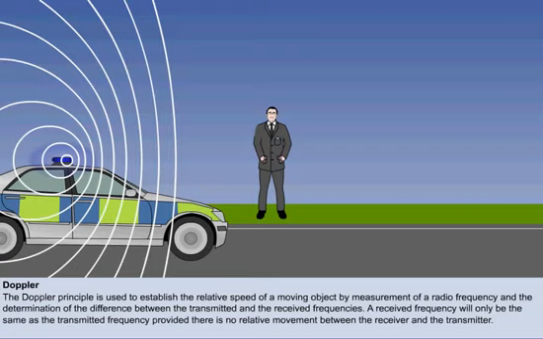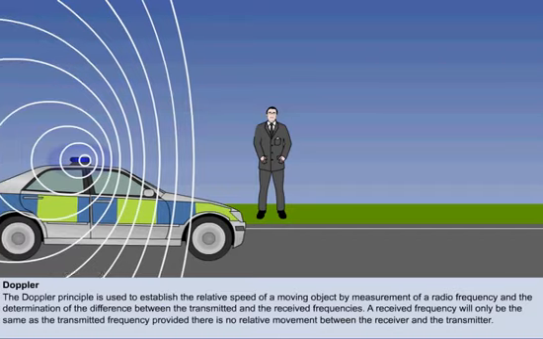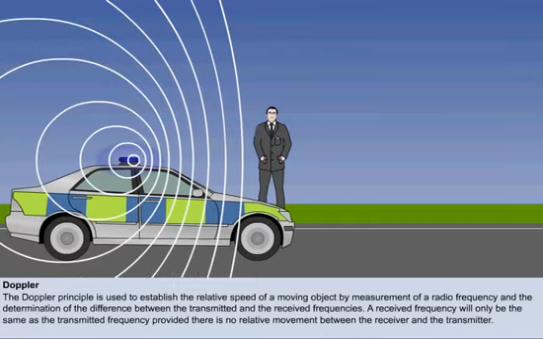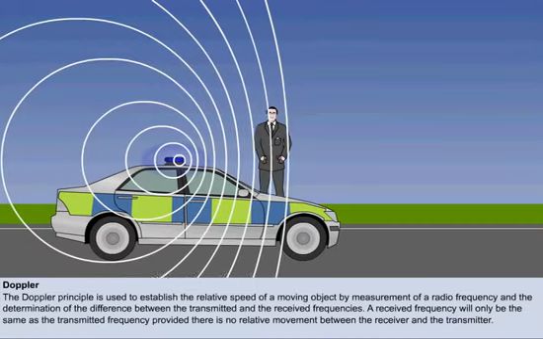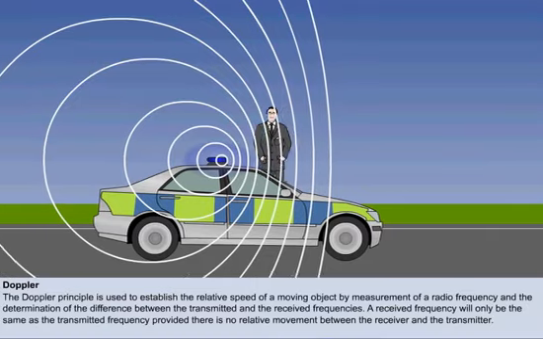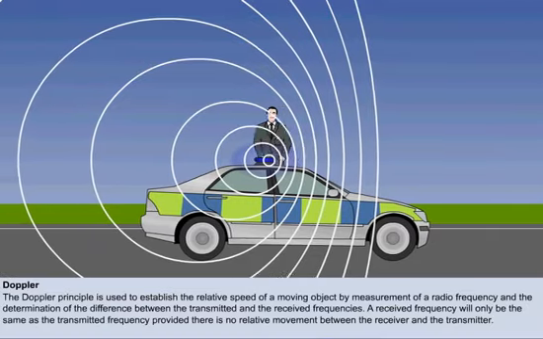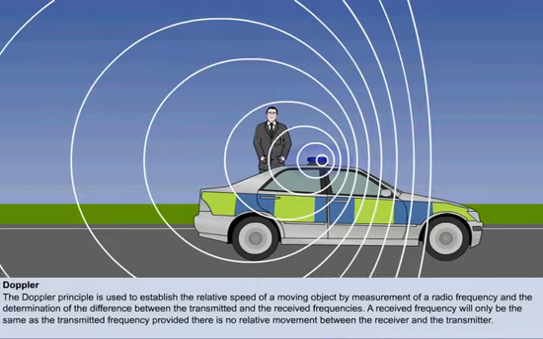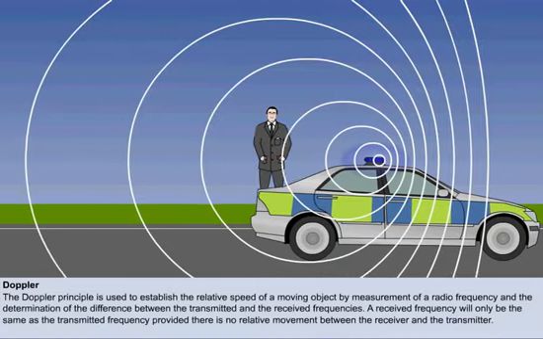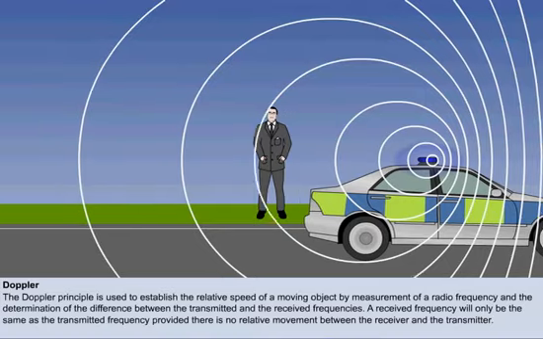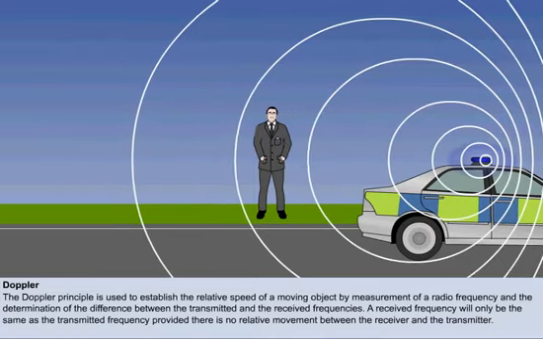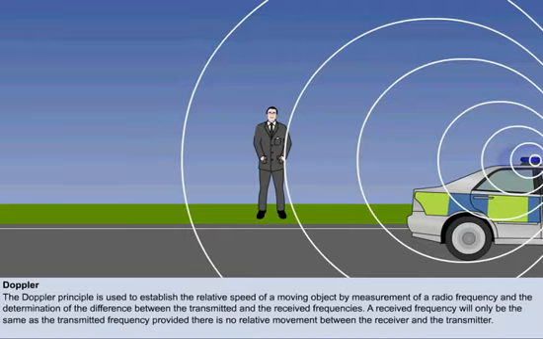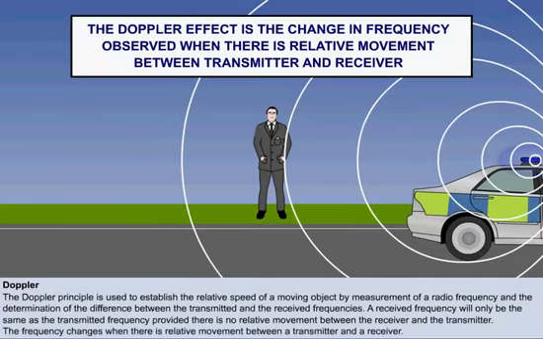When there is relative movement, such as when a police car approaches a person, the pitch of the car's siren gets higher as it approaches because the intervals between the arriving wavefronts are shortened. After the car goes past the individual, the car's siren gets lower in pitch because the wavefronts reach the individual in longer intervals. The frequency therefore changes when there is relative movement between a transmitter and a receiver.